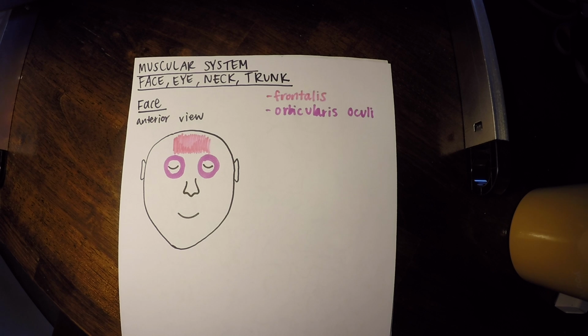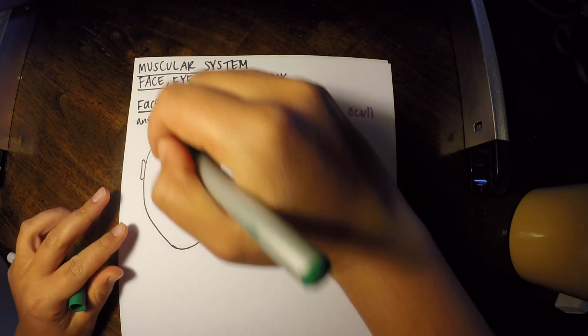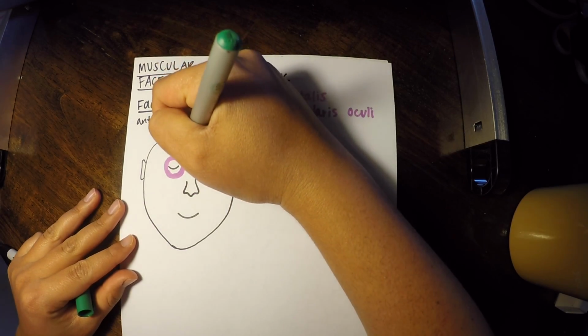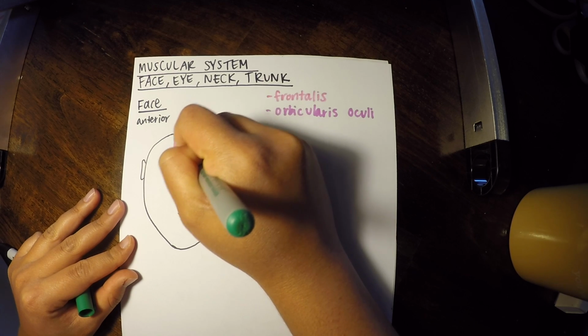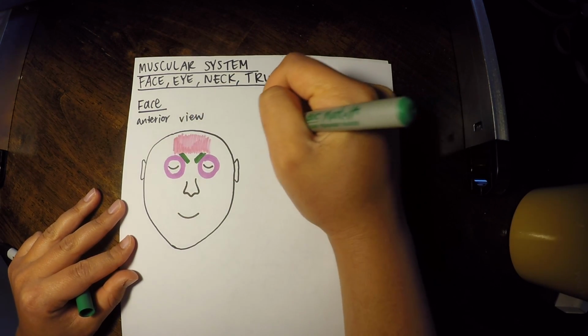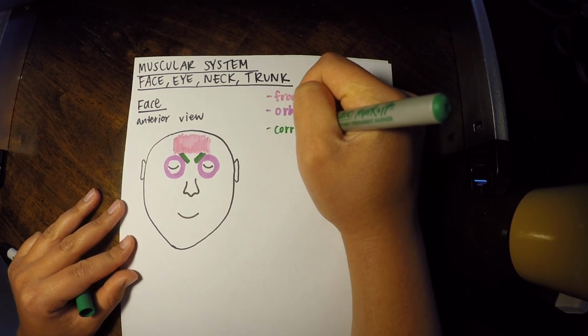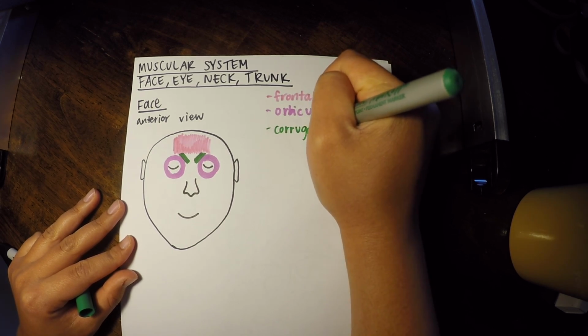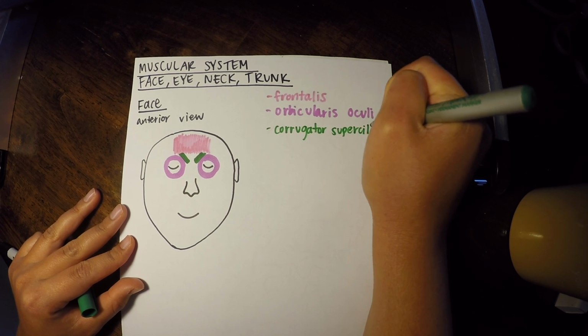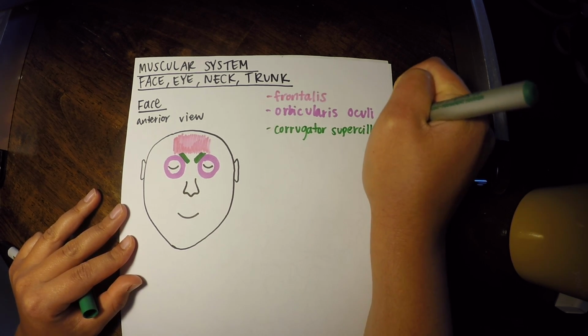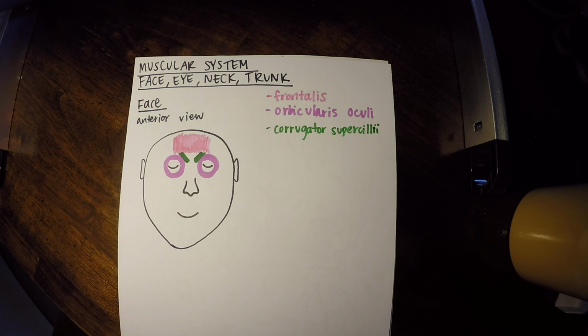Our next muscle is called corrugator supercilii, and it's oriented almost to look like someone has angry eyes right there. And what this muscle does is it creates those wrinkles between your eyebrows by scrunching things up.